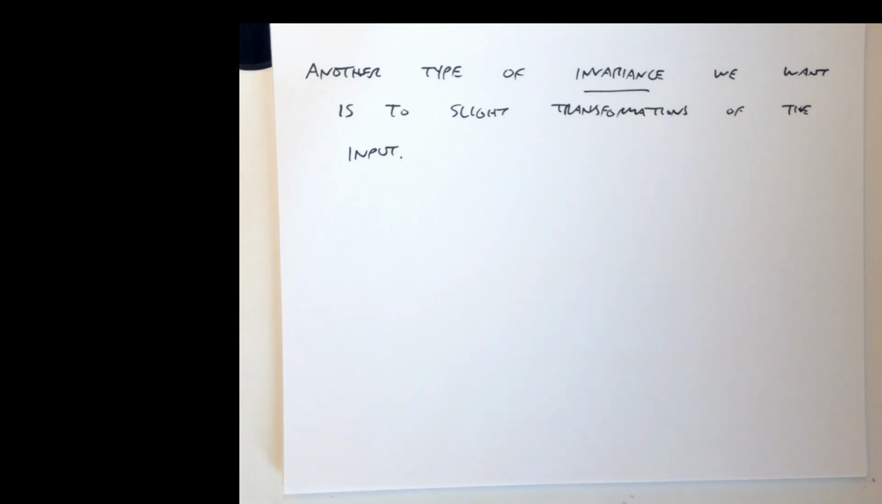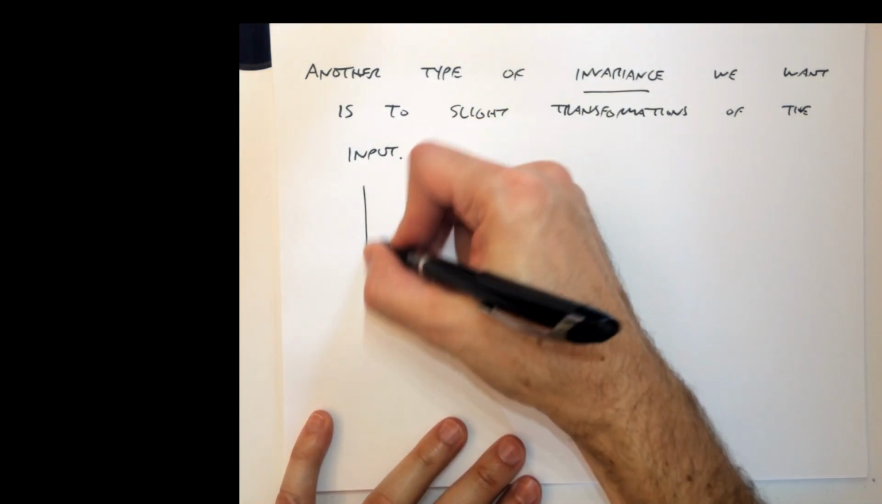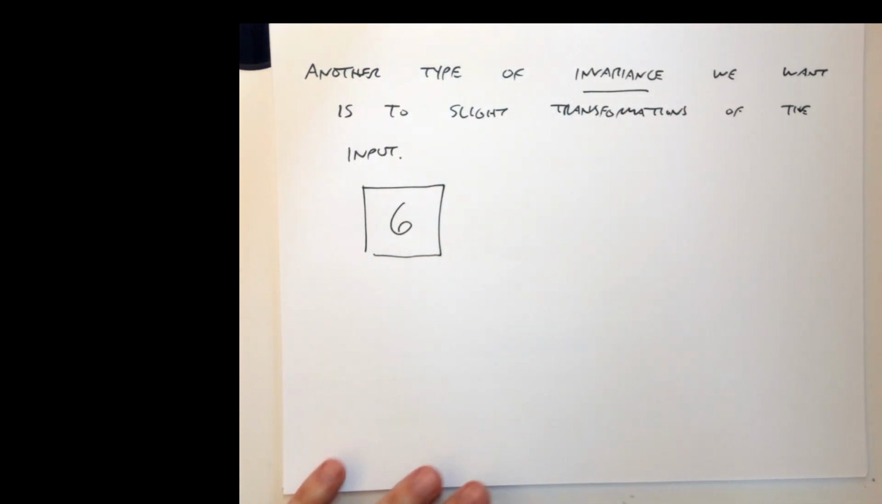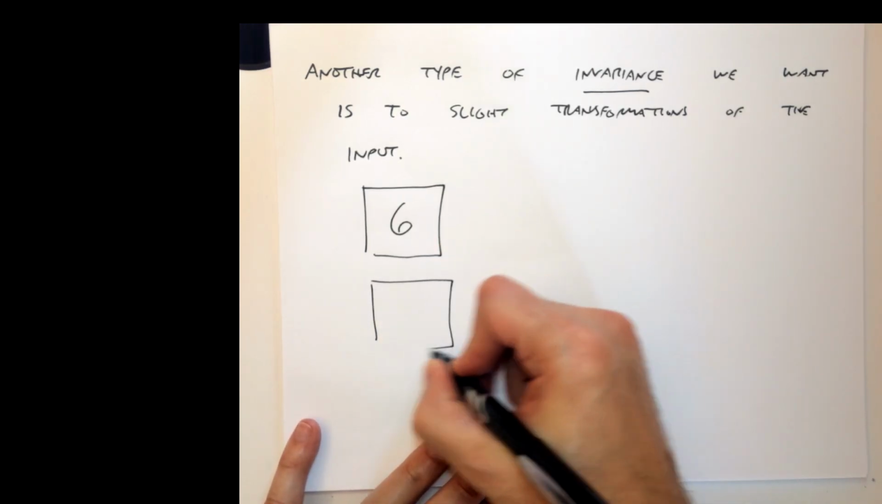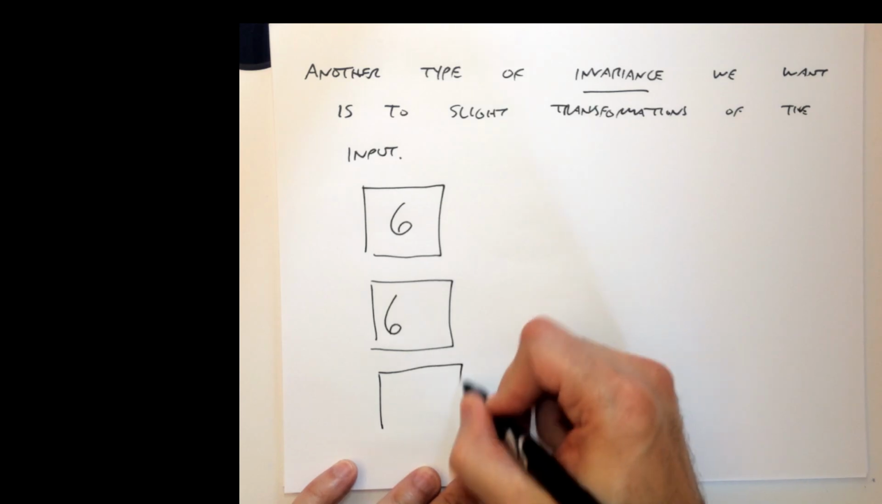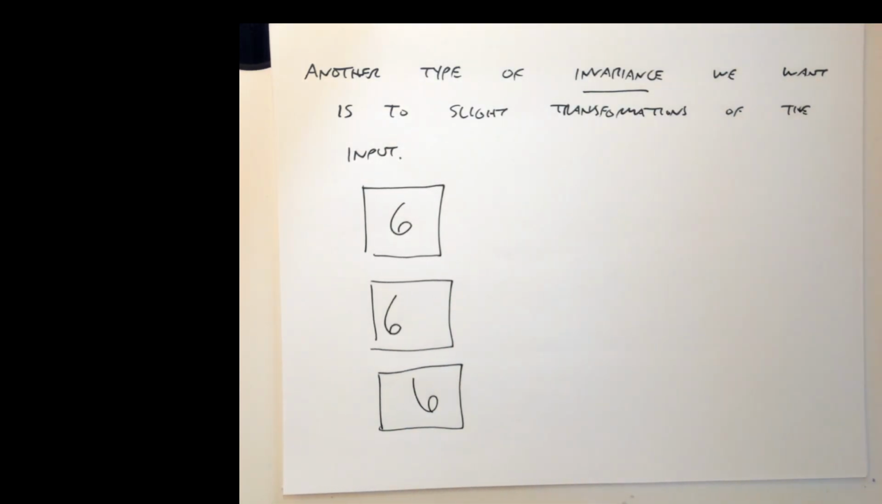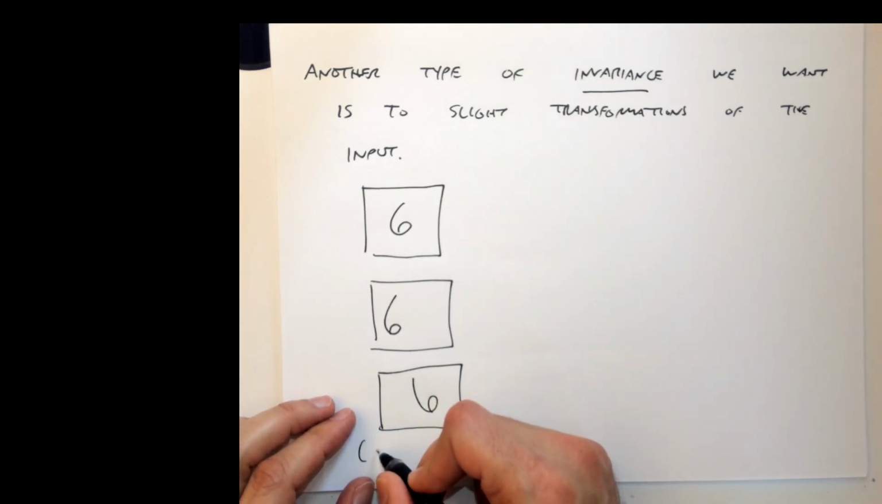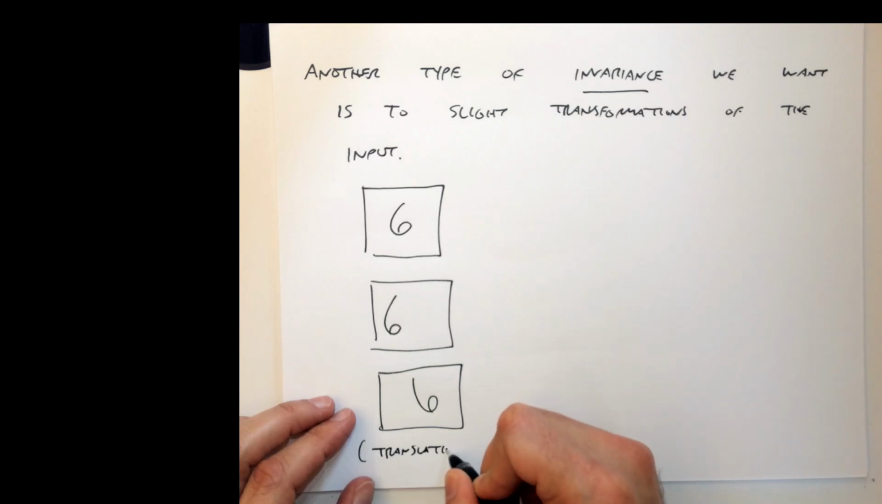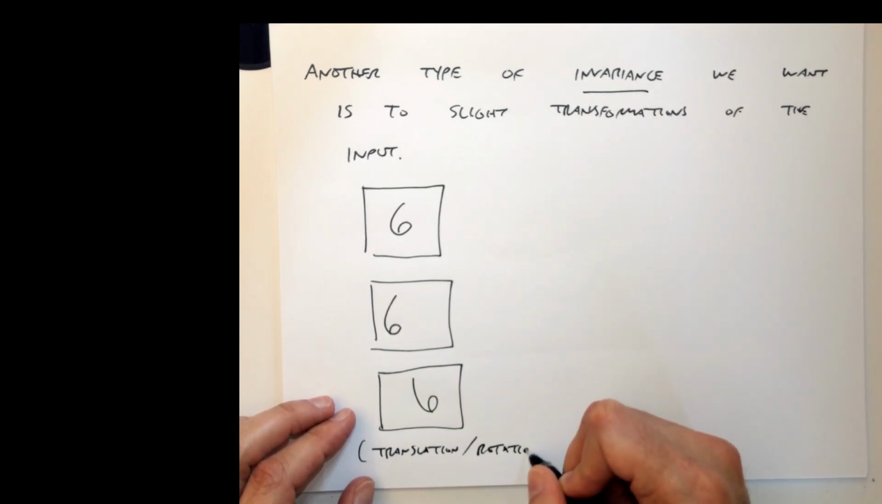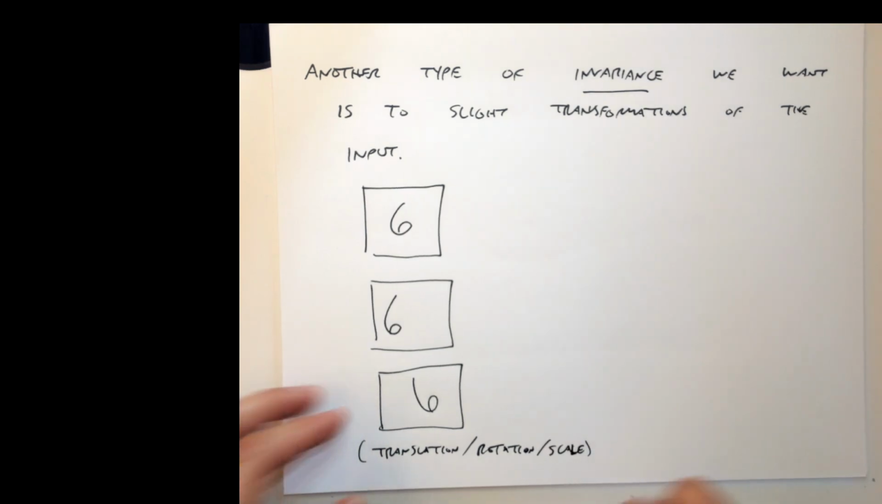Suppose, for example, I'm doing a number recognition problem, and I'm feeding nice number sixes into my network. I want my network to do the same thing if I move the 6 over here, or if the 6 is a little tilted like this. Things like translation, rotation, and scaling of the input shouldn't cause the network to create significantly different outputs. I still want my neural network to come out and say 6 at the end, regardless of how the input is placed.